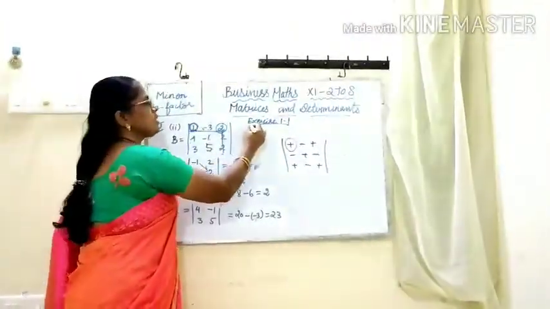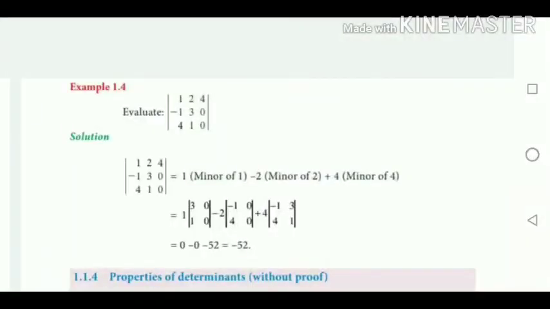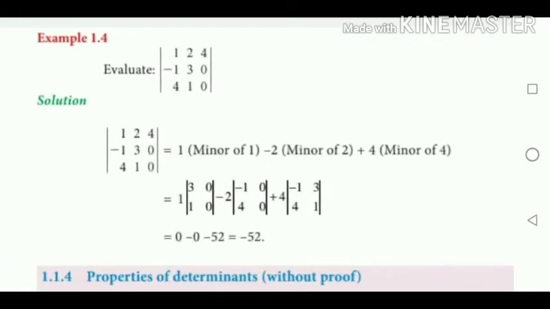Now we are going to see exercise 1.1. Example 1.4: evaluate the determinant with rows 1, 2, 4; minus 1, 3, 0; 4, 1, 0. For this sum we have to find the value of the determinant, which is the meaning of evaluate.